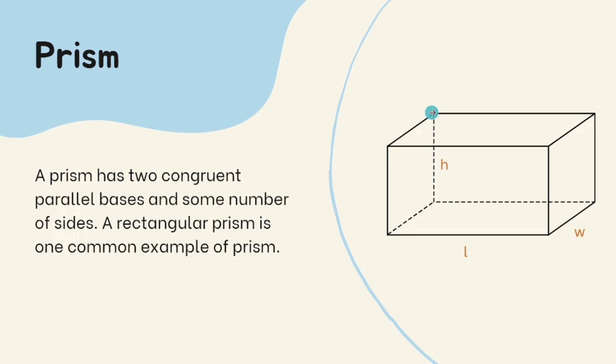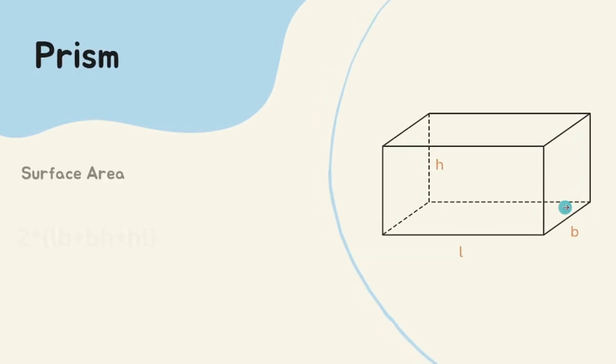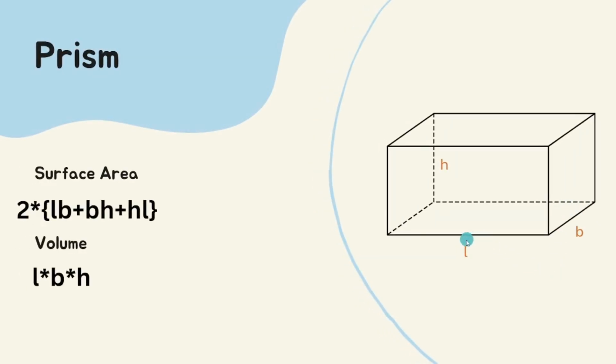Next figure is the prism. So do not be confused with the word prism. Prism is nothing but the 3D shape of a rectangle. A prism has two congruent parallel bases and some number of sides. So how do we calculate the formula for a prism? Let's first understand. Take this edge as L, this as B, and this edge as H. L is for length, B is for breadth, and H is for height.